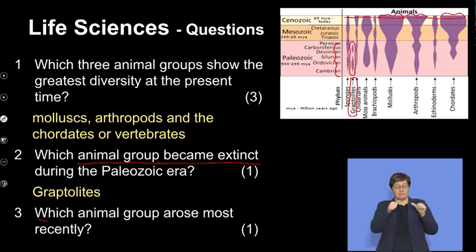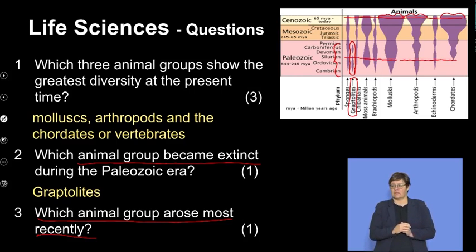The next question, which animal group arose most recently? So we have a look, and remember this is geological time. Which animal group arose most recently? And that is the chordates, or the vertebrate group. All the other groups of animals were present much, much earlier. So that's the chordates, which is the vertebrate group.